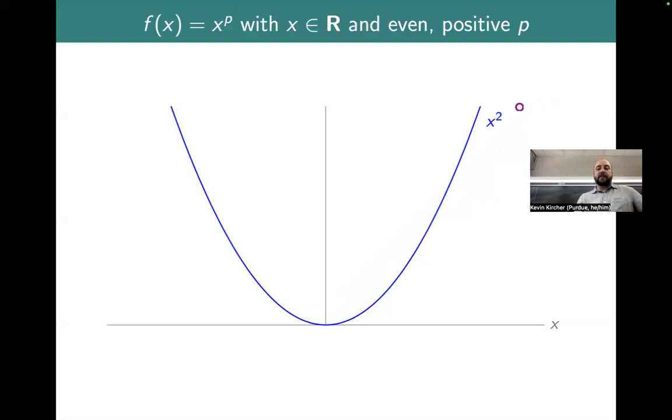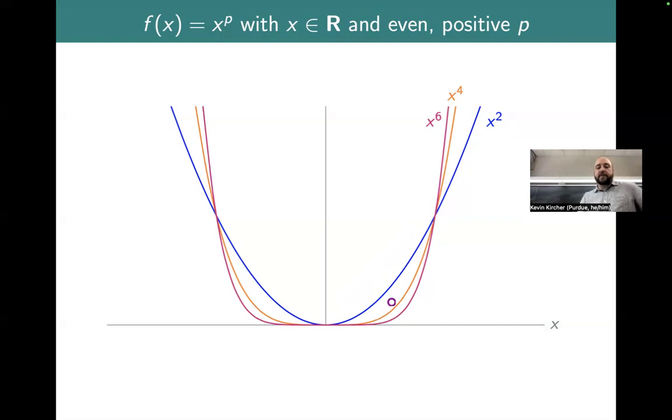x squared: convex, no monotonicity properties, right? Other polynomials with positive even powers follow the same curvature and monotonicity properties. They just get increasingly steep as you go above the point x equals 1 and less steep below. So here's x to the second, fourth, and sixth, all convex functions.